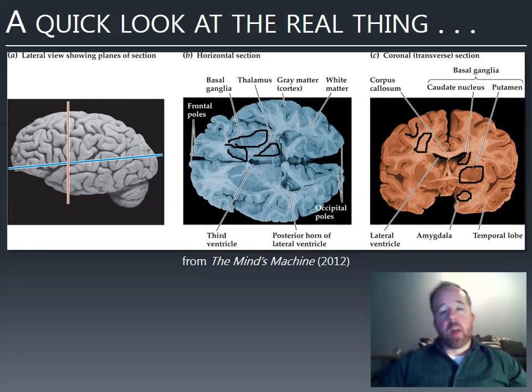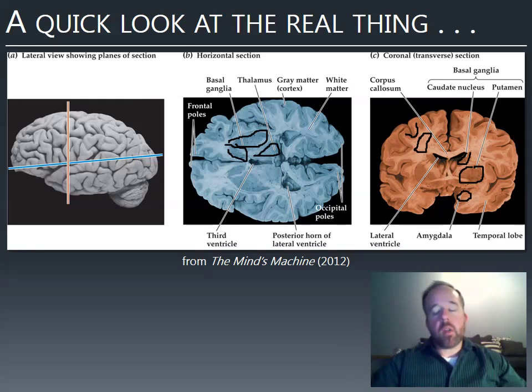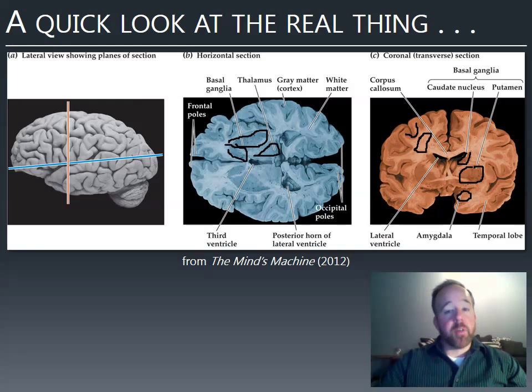And as I mentioned, the gray matter seems to be where the action is for information processing. And that's why the brain surface is so convoluted, so wrinkled. It's to increase the surface area so you can get more gray matter for the same volume.